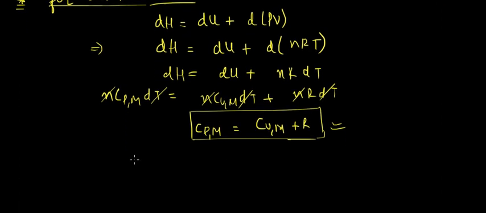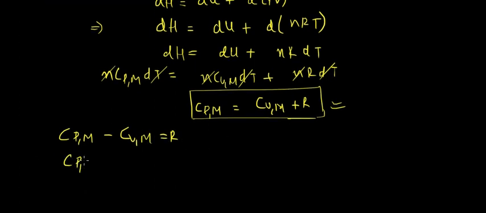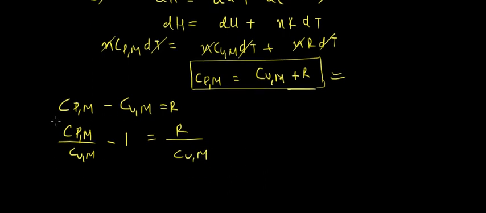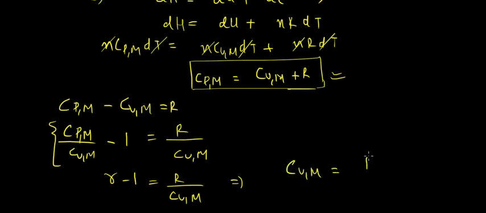Okay, so in other terms we can also write that CPM minus CVM equals R, and dividing the complete equation by CVM we will get CPM divided by CVM minus 1 equal to R upon CVM, and this ratio CPM upon CVM is equal to gamma. So gamma minus 1 would be equal to R upon CVM, or in other words we can write that CVM would be equal to R upon gamma minus 1.